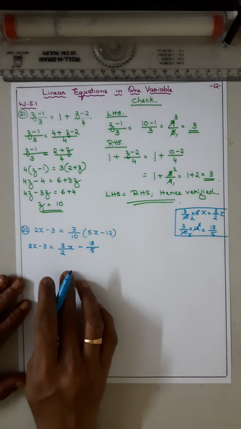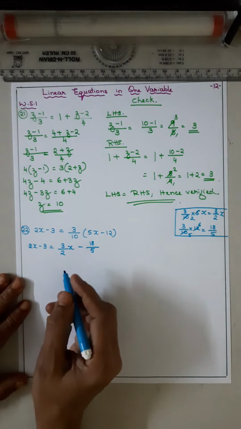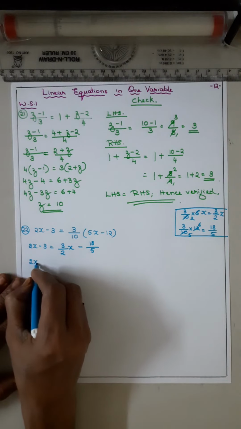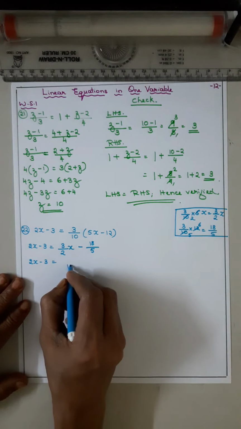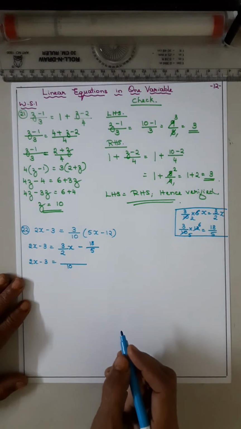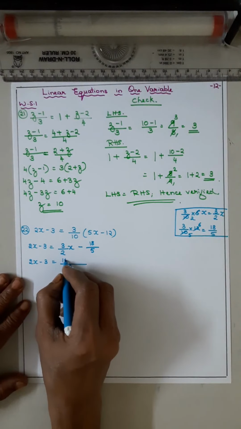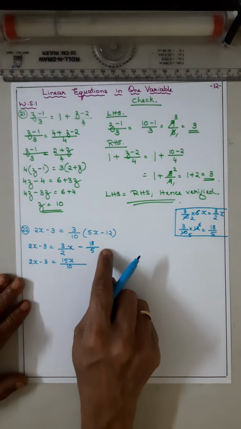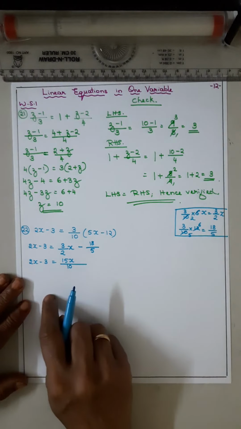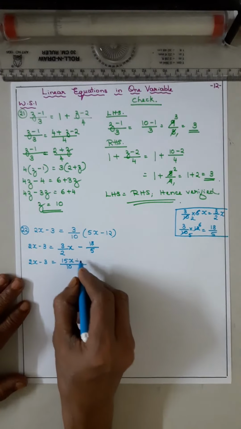Okay. Now you got this much. Now take 2x minus 3 is equal to, solve this, 2 5s are 10. So 2 5s are 10, 5 3s are 15. Now here it will be 5 2s are 10, 2 18s are 36.